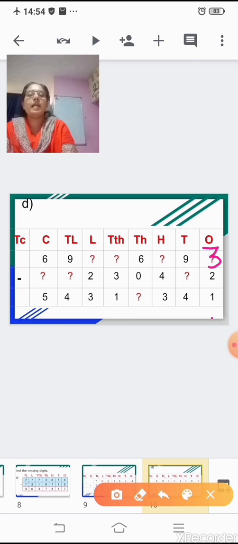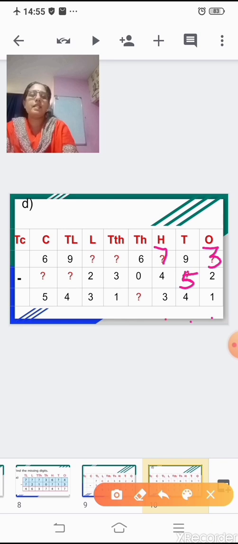9 minus 4, if you subtract it, you will get the subtrahend. So your answer will be 5. So 9 minus 5 is 4. Again in hundreds place, minuend you have to find. So you will add subtrahend and the difference. So 4 plus 3 will give you 7. Now check simultaneously whether 7 minus 4 is 3.